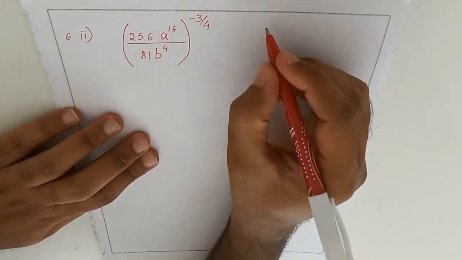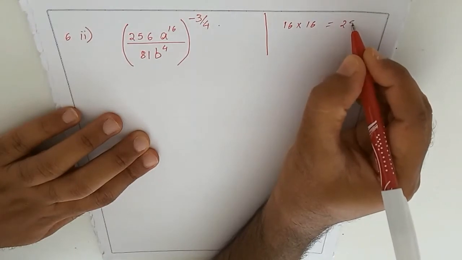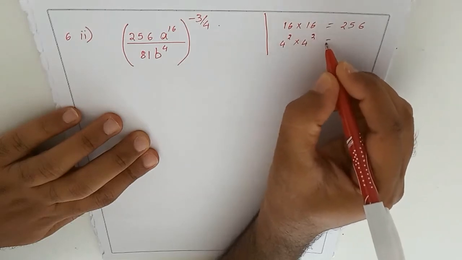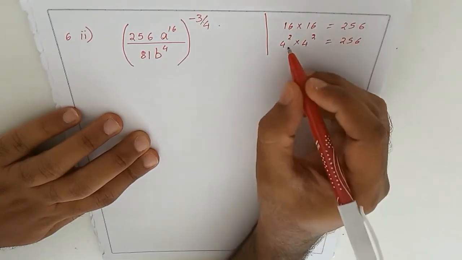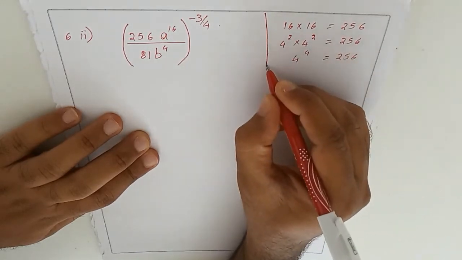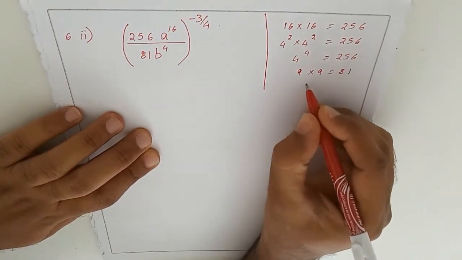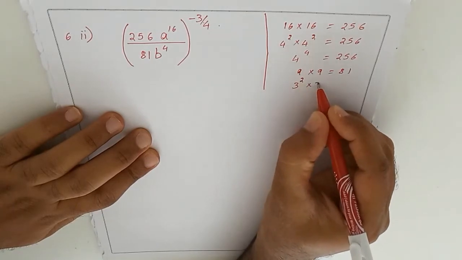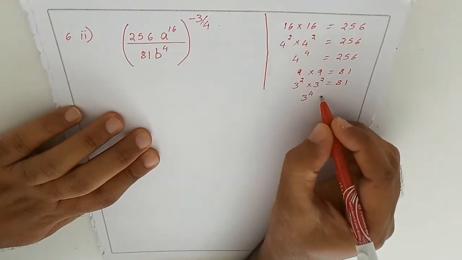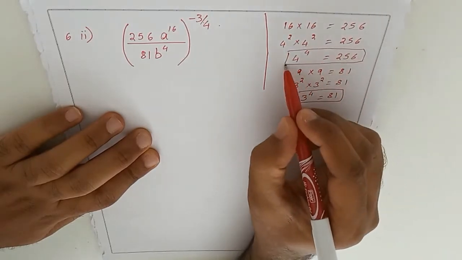Now I know that 256 is 16 into 16, and 16 is 4 square, so 4 square into 4 square is 4 power 4 equals 256. Similarly, 81, 9 into 9 gives me 81. What is 9? It is 3 square, so 3 square into 3 square is 3 power 4 equals 81. So I'll be utilizing these two results.